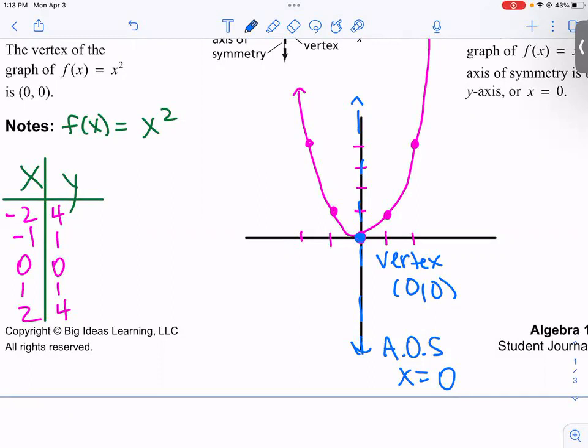I put a Desmos link in your Google Classroom. I'm going to give you a couple minutes to play around with what I put in there for you, so you can tell me what happens to your graph when you change the coefficient of x squared.